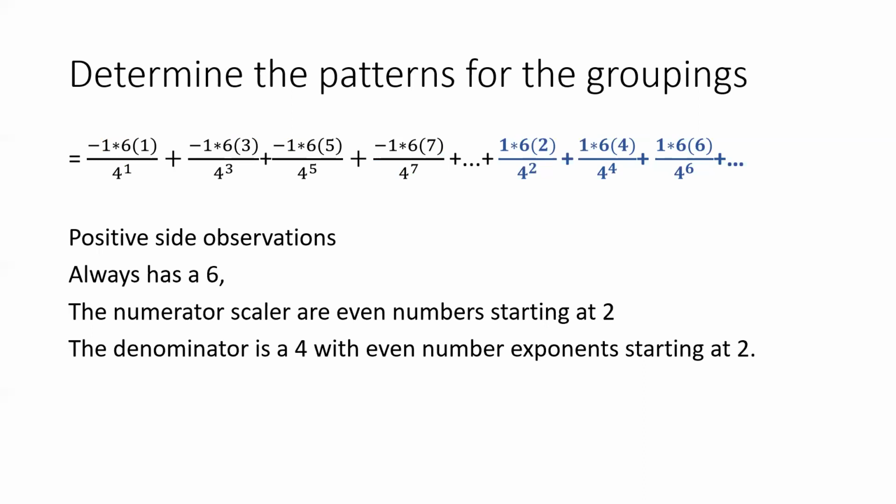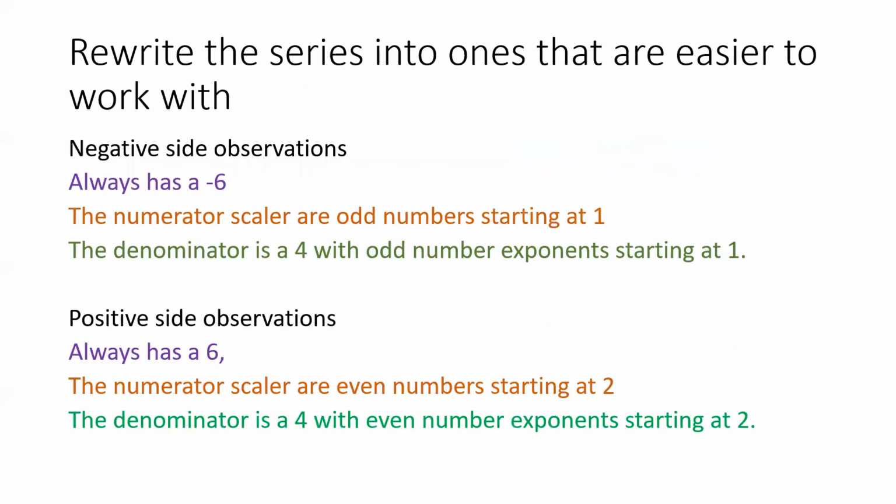So now that we've found the patterns of each group, let's see if we can do a rewrite of each group as their own independent series. So in the first one, we know we have -6 in the numerator every time. And then I need to write some representation of that odd number starting at 1 and the denominator with the odd number starting at 1.